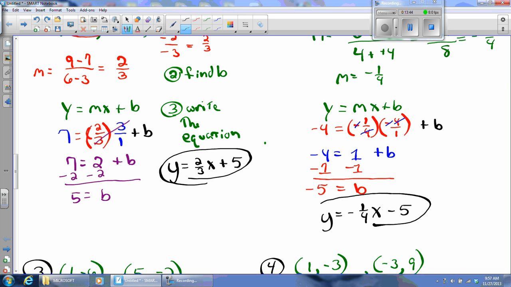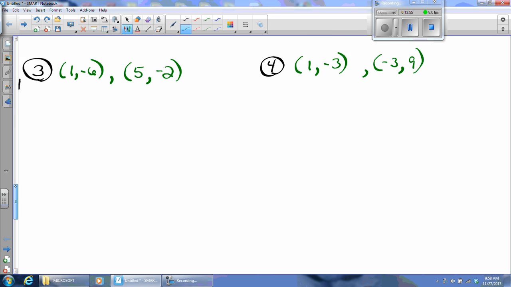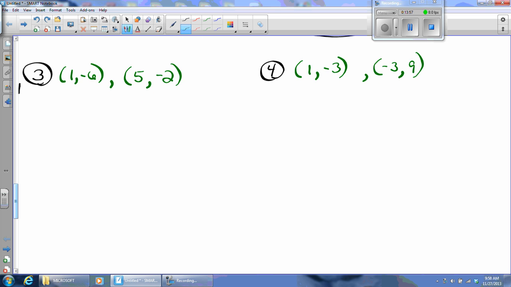If you write plus -5, I won't take off for it, but I'll encourage you to not do it. Double signing is unnecessary. Okay, so here's 2 more problems for you to do. Go ahead and pause the video and see if you can do it. Remember, first find the slope, then find the y-intercept, and then write your equation. Keep it real simple. Okay, when you unpause, I'll be ready to show my solutions.